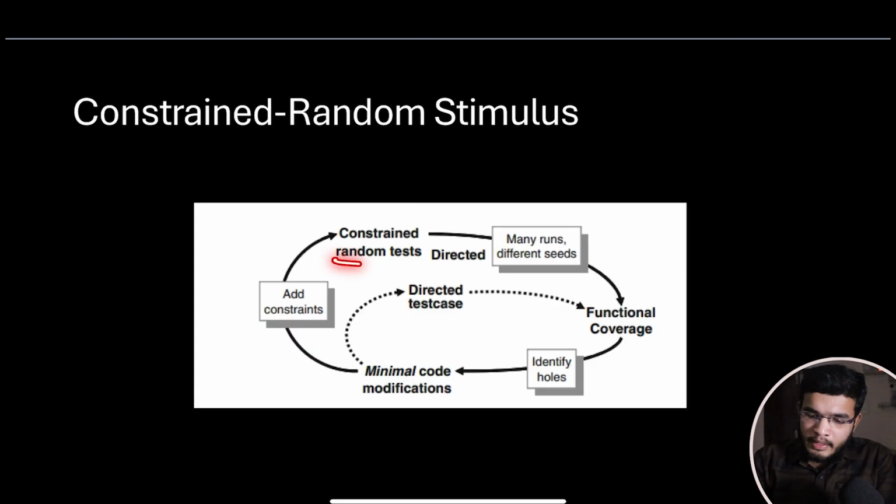So the basic idea here is, when you have constrained random tests, it runs for a certain number of seeds and we check the functional coverage, identify if there were any holes, holes in the sense any bugs, and make the modifications which are required. It's iterative, and these things go on adding constraints and achieving good results when compared to directed testing.